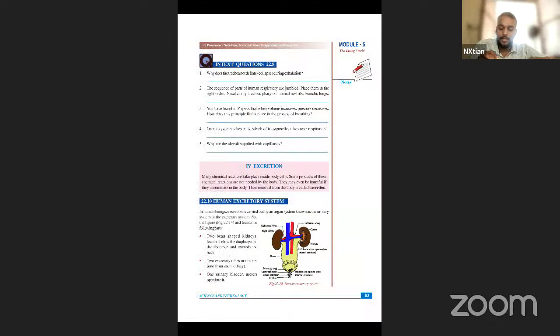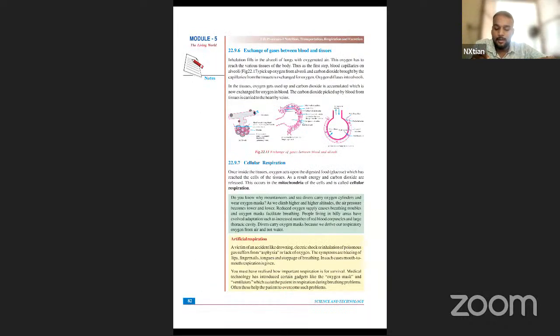Okay. So we did the cellular respiration part. It's not that much in brief, but okay. Can you read this part also, Joshua?